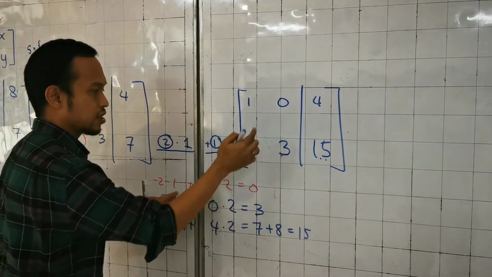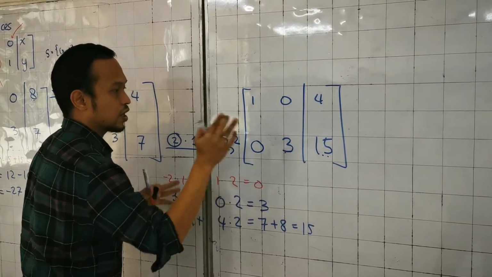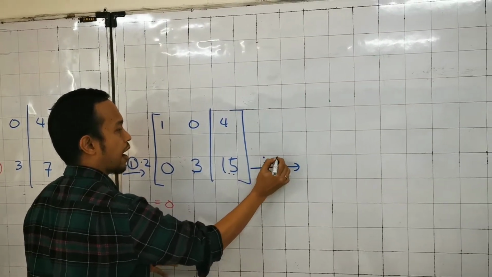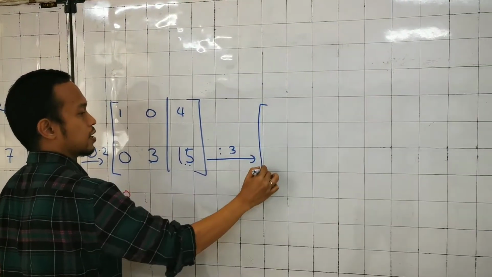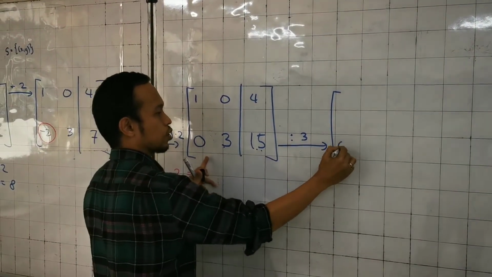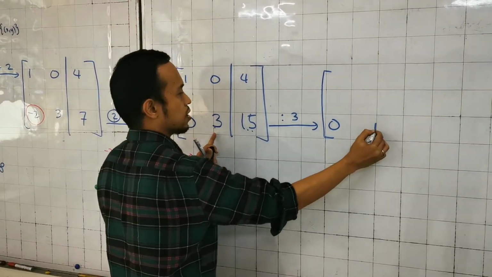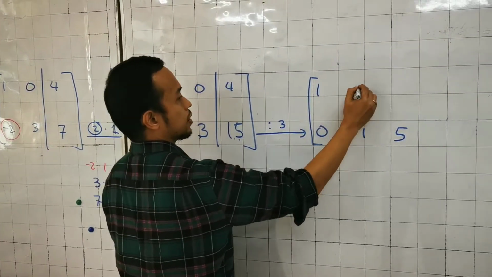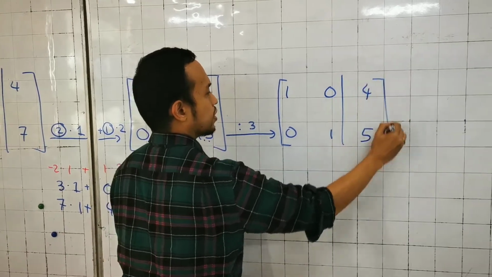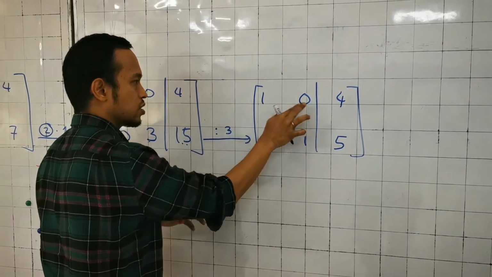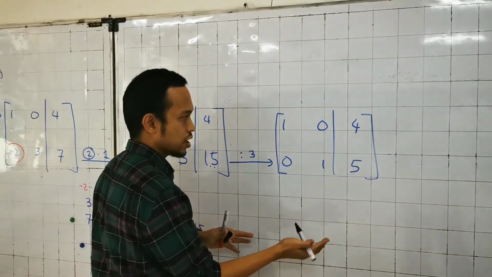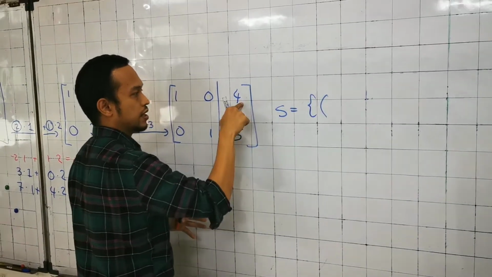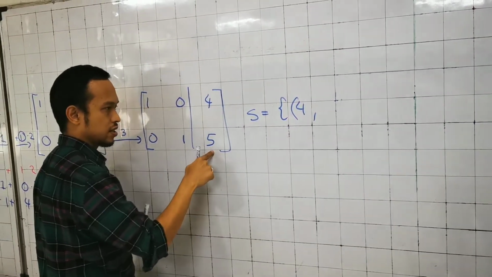We are not done yet, since the last thing is we have to convert this into 1. How to convert this into 1? I need to divide by 3. So in the end, let's go to the second row first. It is 0 divided by 3, 3 divided by 3 is 1, 15 divided by 3 is 5. And the first one, I just copy it. Now this is the final form. I have 1, 0, 0, 1 as my matrix. So the solution of our system will be: this is the x, 4, and this is the y, 5.